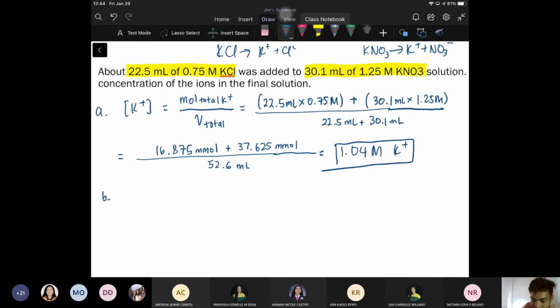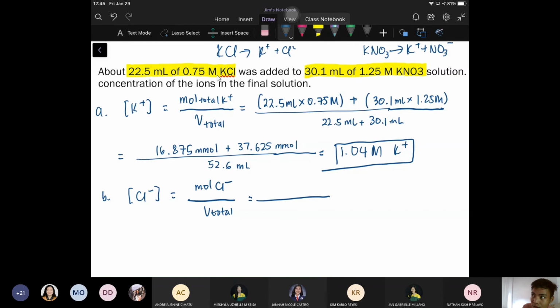How about Cl-? So how about the Cl-? Magbabago ba yung moles ng Cl-? Nadagdagan ba siya? Or nabawasan? Or the same? Well, look at the problem. Yung K+, madadagdagan yan, no? Kasi may K+ ka dito, may K+ ka doon. How about Cl-? Madadagdagan ba yan or same lang? Or mababawasan siya? So the moles of Cl- will remain the same.